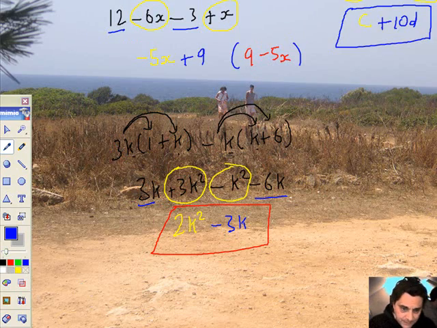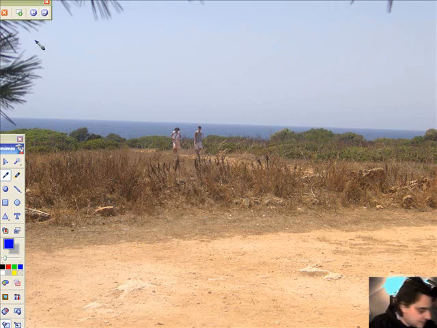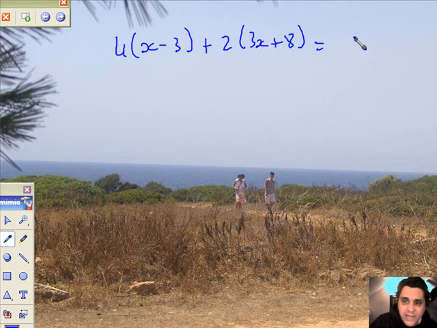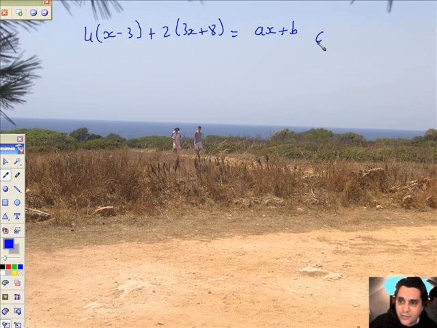Now I rather like the next question, so I'm going to do it on a page on its own. There you go. I've got here 4 lots of x minus 3 plus 2 lots of 3x plus 8, and I'm told that equals ax plus b. Very tricky. I've now got to work out what a is worth, and what b is worth. Okay, not done one of these.